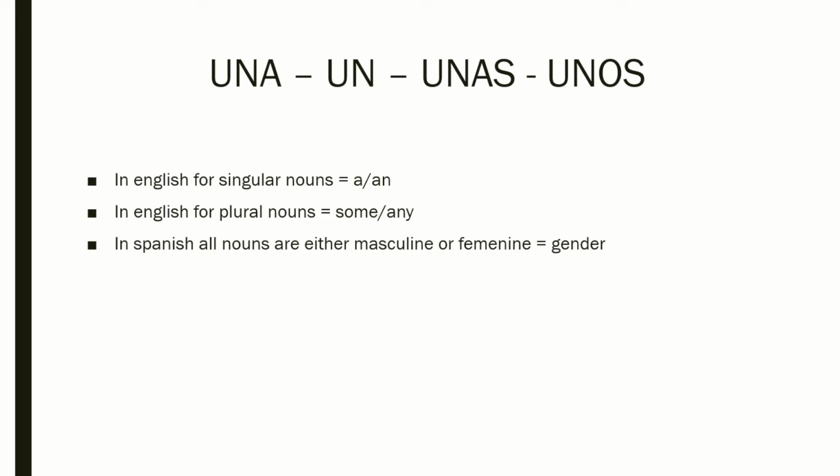So what would these indefinite articles in Spanish be in English? For the singular nouns, you would have a or an. For example, an apple or a house, a car, blah blah blah. So those will be un or una, depending on the gender of that word.